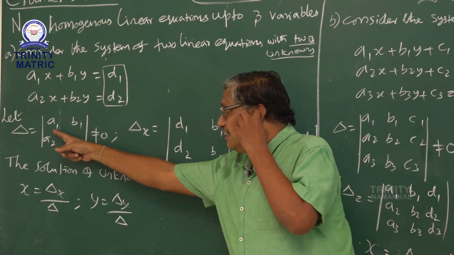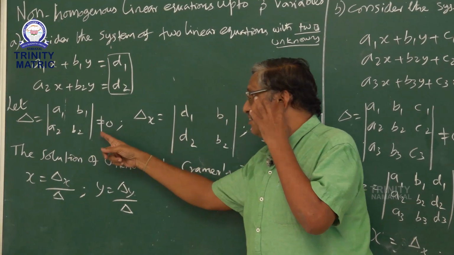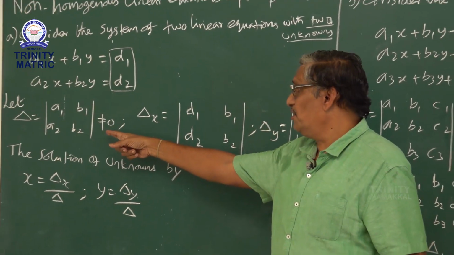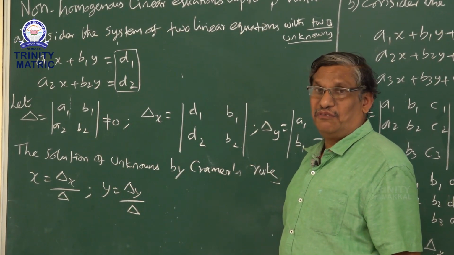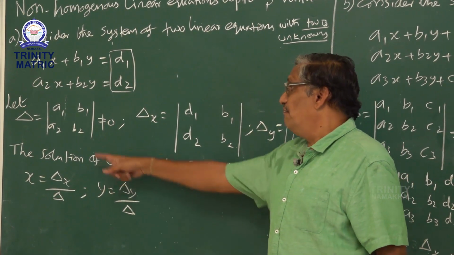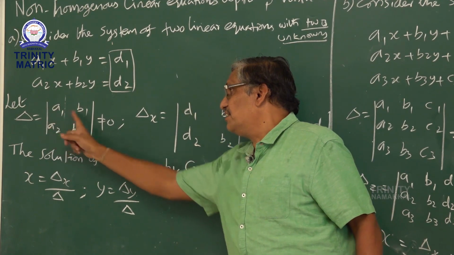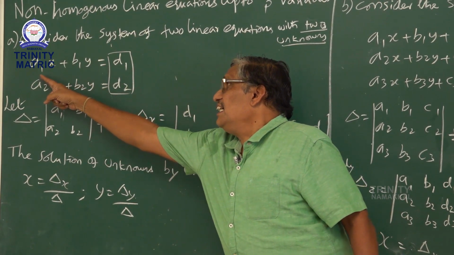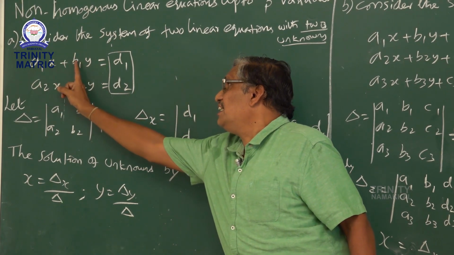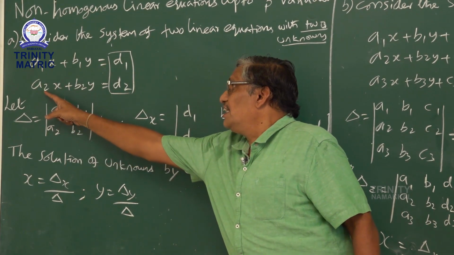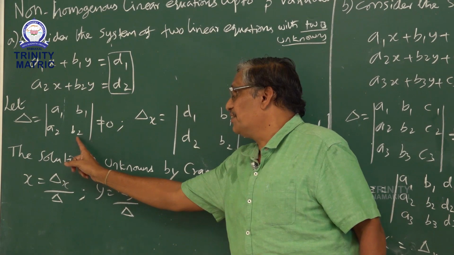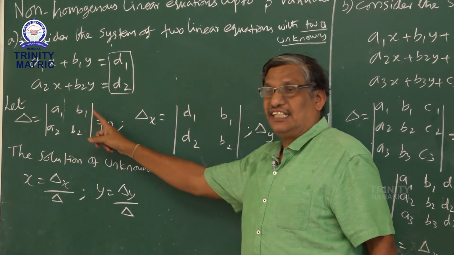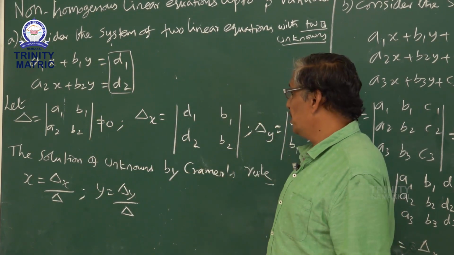When delta is not equal to 0, then Cramer's rule is applicable. When is Cramer's rule applicable? When delta is not equal to 0. How will we find delta? You have to write the coefficients of x and y in the first row, a2 and b2 in the second row. If the value of the determinant is not equal to 0, then Cramer's rule is applicable.